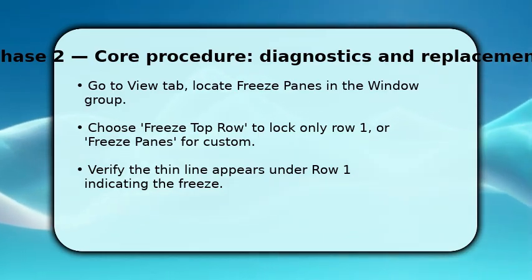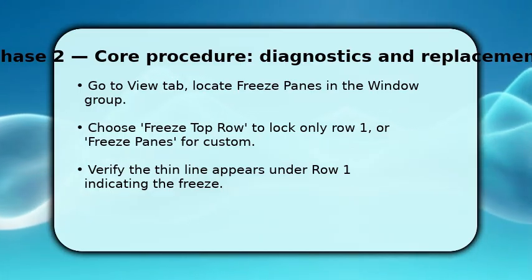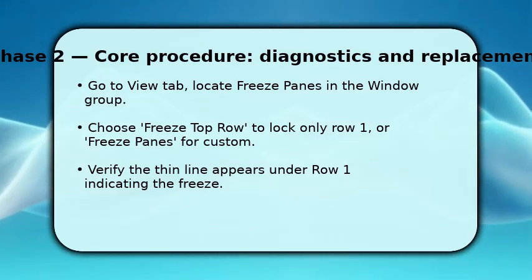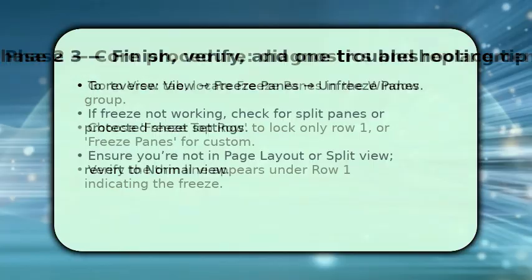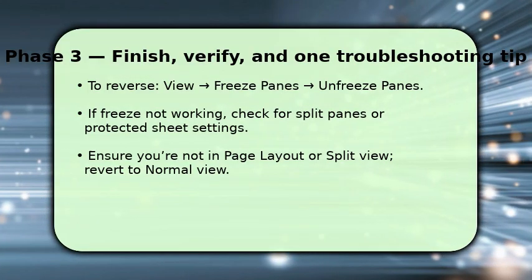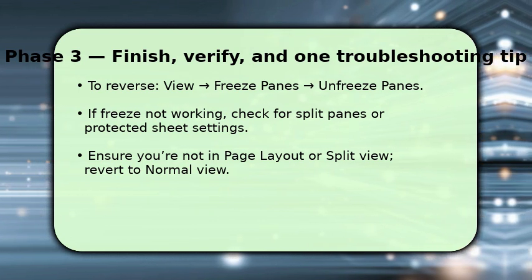Once chosen, you'll immediately see a thin dividing line under row 1, which confirms the freeze. Make sure to scroll vertically to test that row 1 remains fixed while other rows move. Finally, to finish or adjust, use View > Freeze Panes > Unfreeze Panes to remove any lock, then repeat with the correct selection if needed.